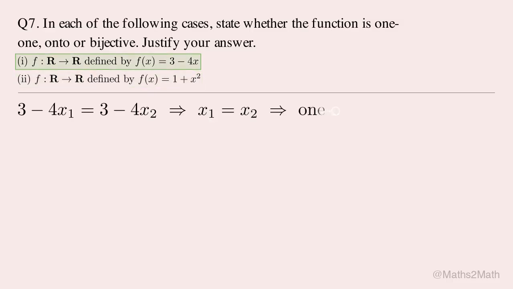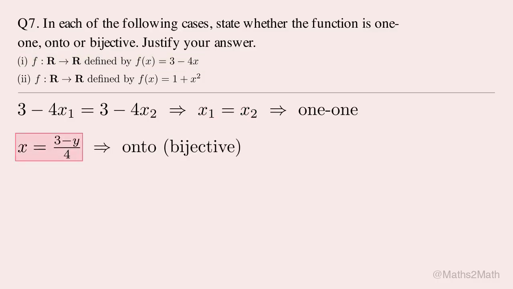Part 1, the line. Equal outputs force equal inputs after dividing by -4, so it is one-to-one. And any target y is reached by x equal to (3 minus y) over 4. Onto, so part 1 is bijective.